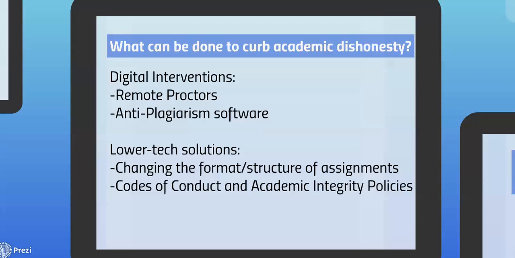What can be done to curb academic dishonesty? There are several low-tech solutions as well as more high-tech solutions used to combat academic dishonesty. A high-tech solution would be a remote proctor, which is a type of software that puts in place monitoring for a student taking an online exam. The device has a monitor and a microphone built into it, as well as software. This limits the student's risk of engaging in academic dishonesty.